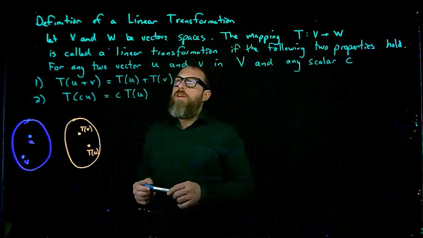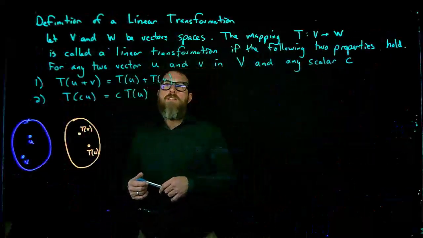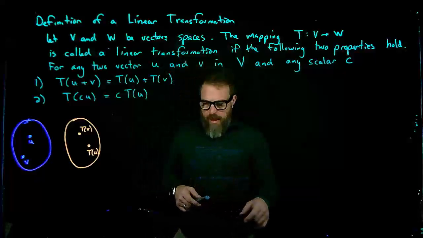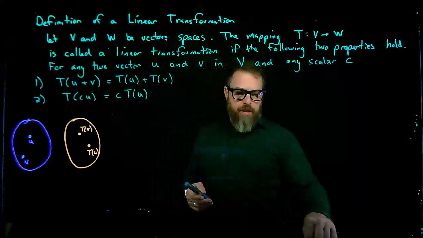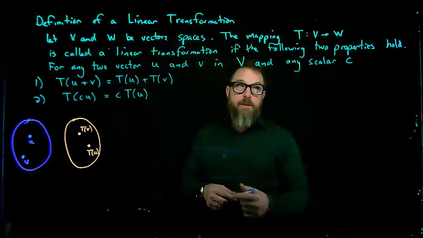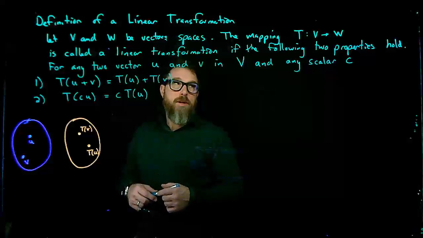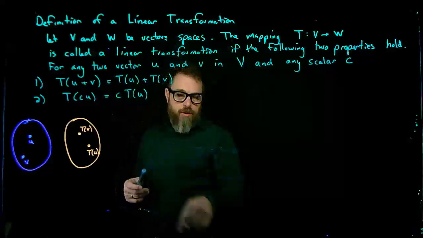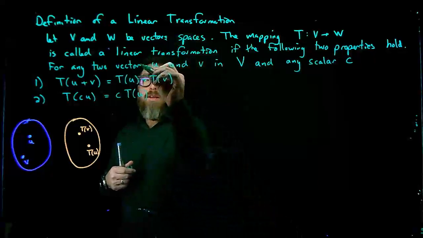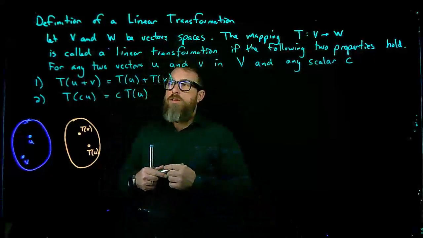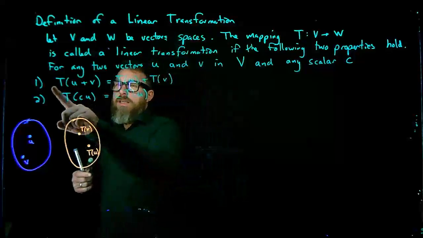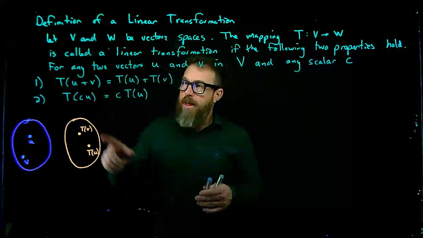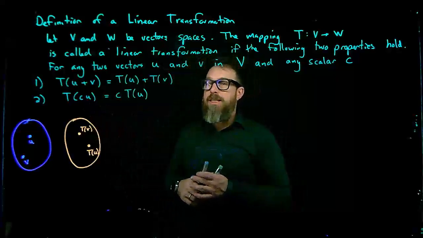So, a definition of a linear transformation. Let V and W be vector spaces. The mapping T that maps vector space V into vector space W is called a linear transformation if the following two properties hold. For any two vectors u and v in V, and any scalar c, T of (u plus v) is equal to T of u plus T of v, and T of (c times u) is equal to c times T of u.